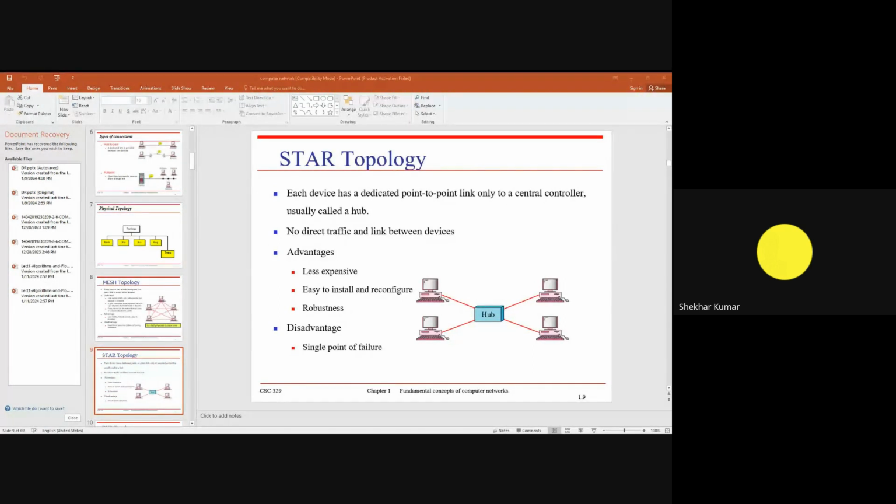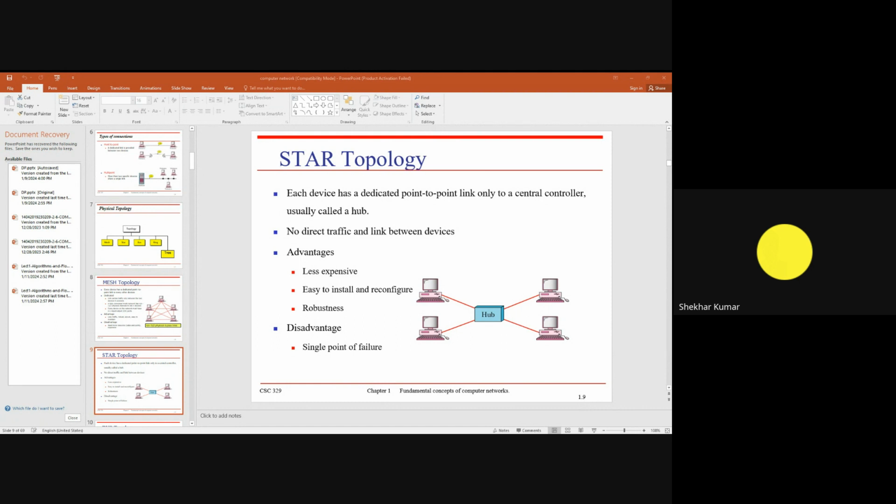What is star topology? Then we will discuss the star topology. So star topology is, in this topology, all the computers, all the nodes are connected to a single, centralized hub through a cable. This hub is the central node and all the other nodes are connected to the central node.